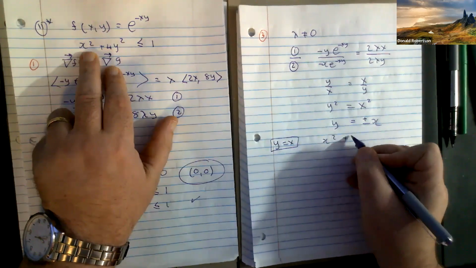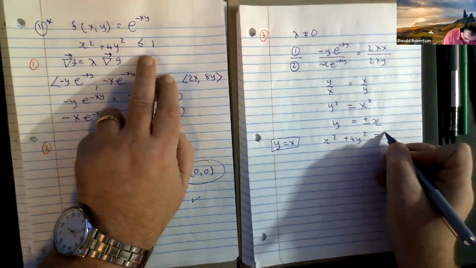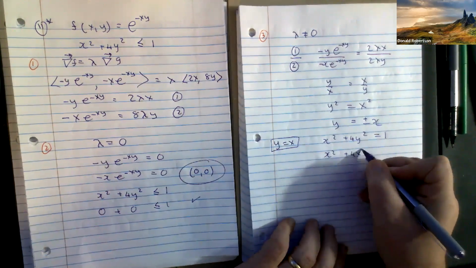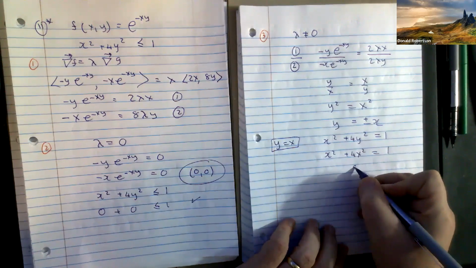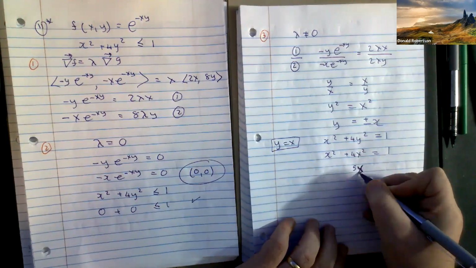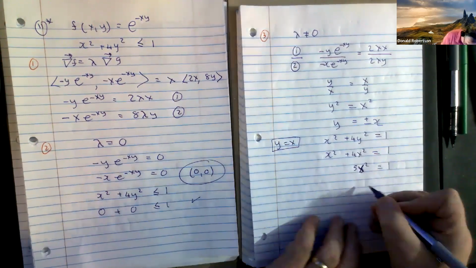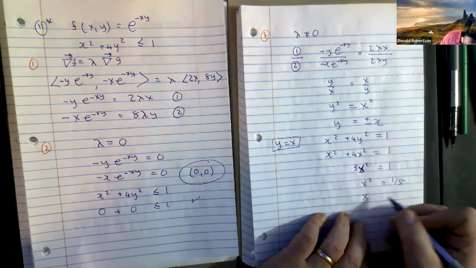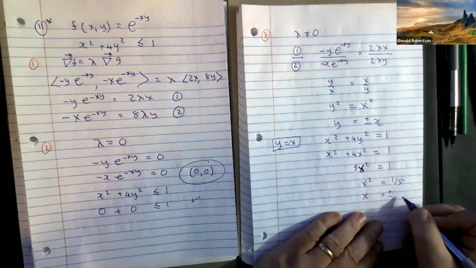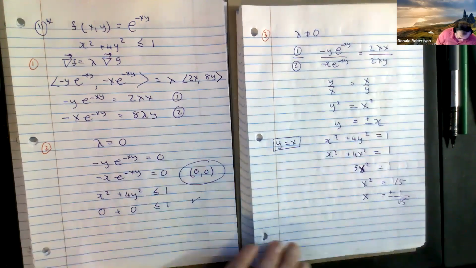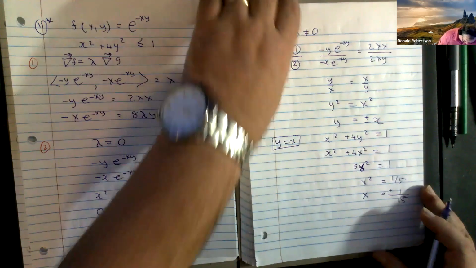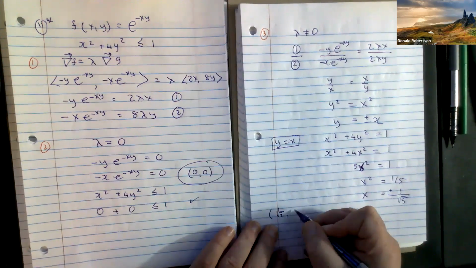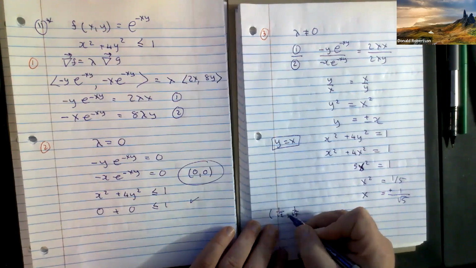We get x squared plus 4y squared only needs to equal 1. So x squared plus 4x squared is going to equal 1. So 5x squared is going to equal 1. Do that, and x is plus or minus 1 over root 5. Okay, so if x is 1 over root 5, y will be the same, 1 over square root of 5.